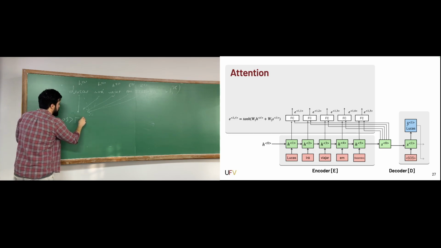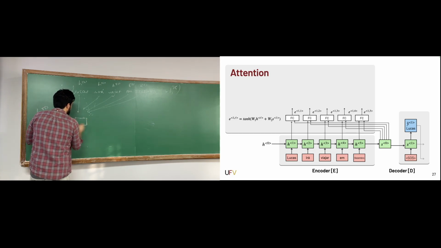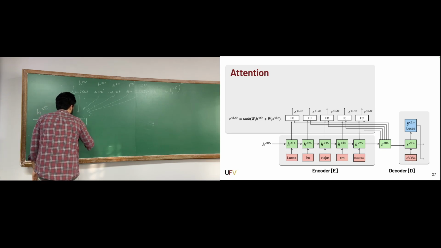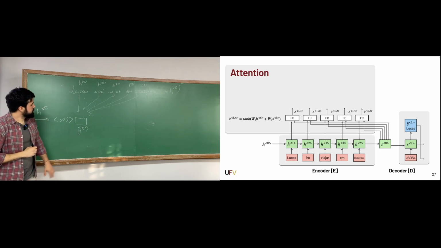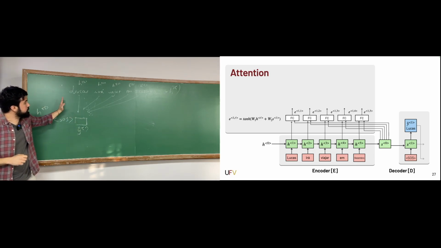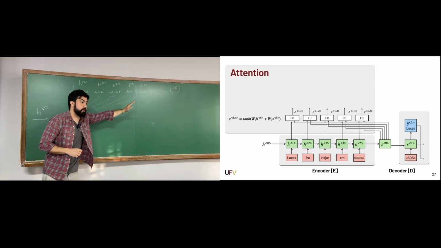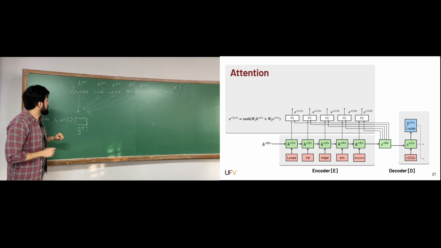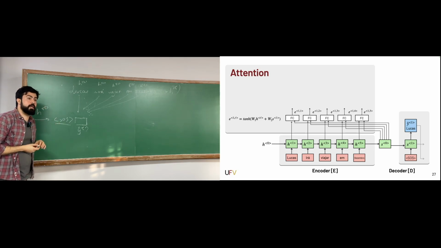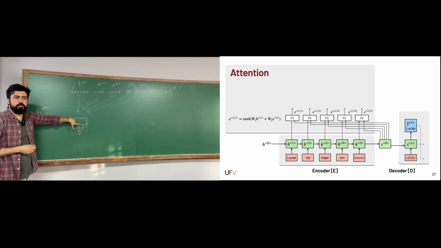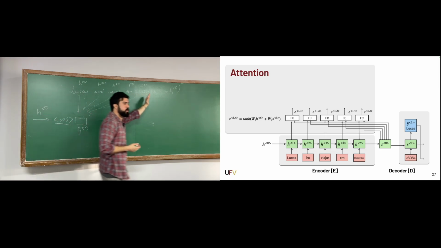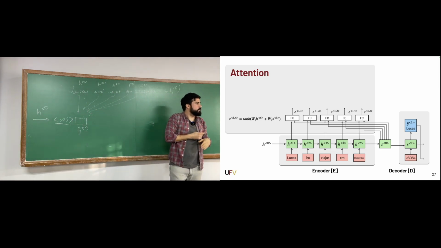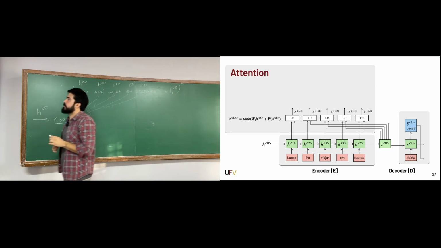So I want to decide a word that comes after SOS, which would be a word y hat 1. To decide the word y hat 1, I want to look at all my words, and then I also have access to SOS. And I want to now decide which one is the most likely word here, looking at all of the other ones. So I now have the context of the whole sentence. Every time step, I'm going to have that.